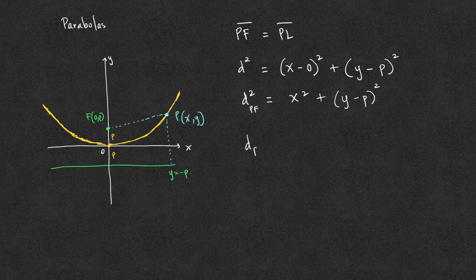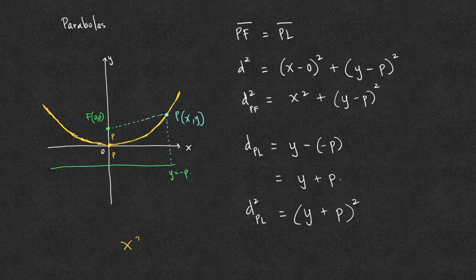The distance PL is a vertical distance, and so its length is the upper point minus the lower point. This is y equals the y coordinate, and this is y equals negative p. And so the distance is y minus negative p, or y plus p. If we square the distance from P to L, then we would get (y plus p) squared. But these two distances are the same, so we can equate the two.